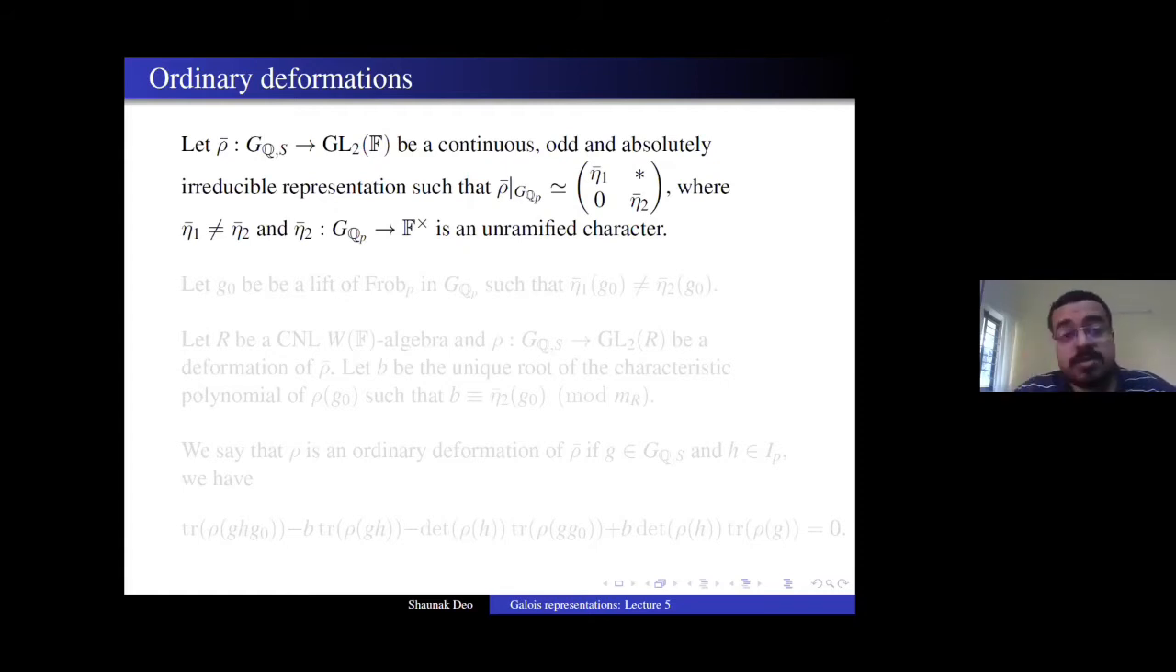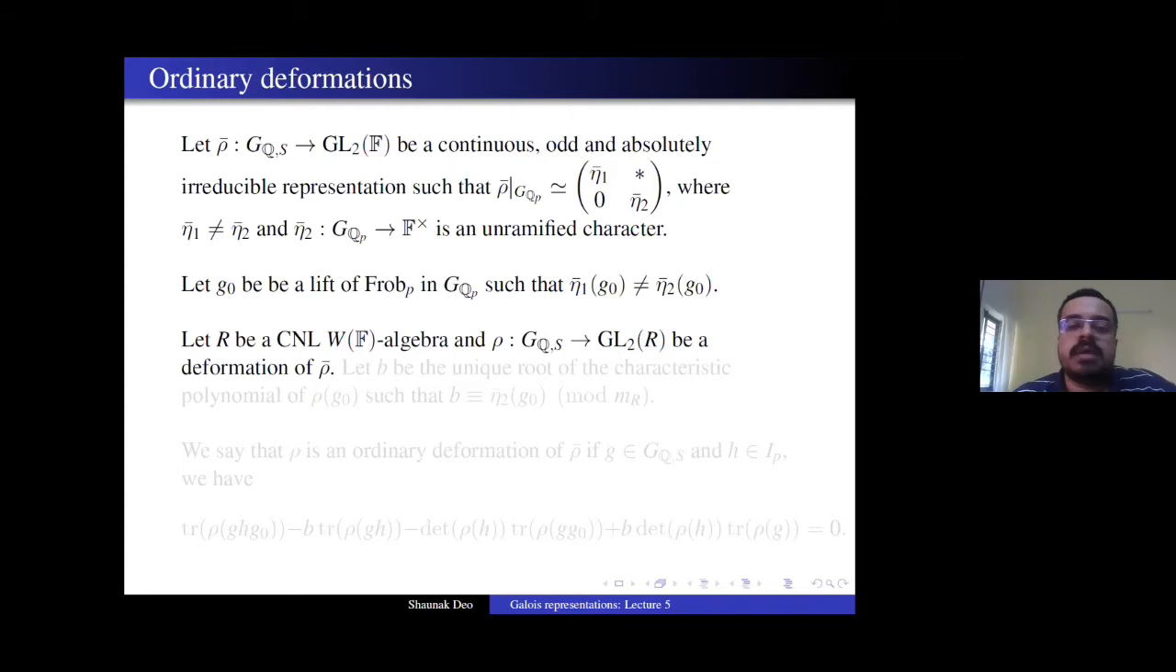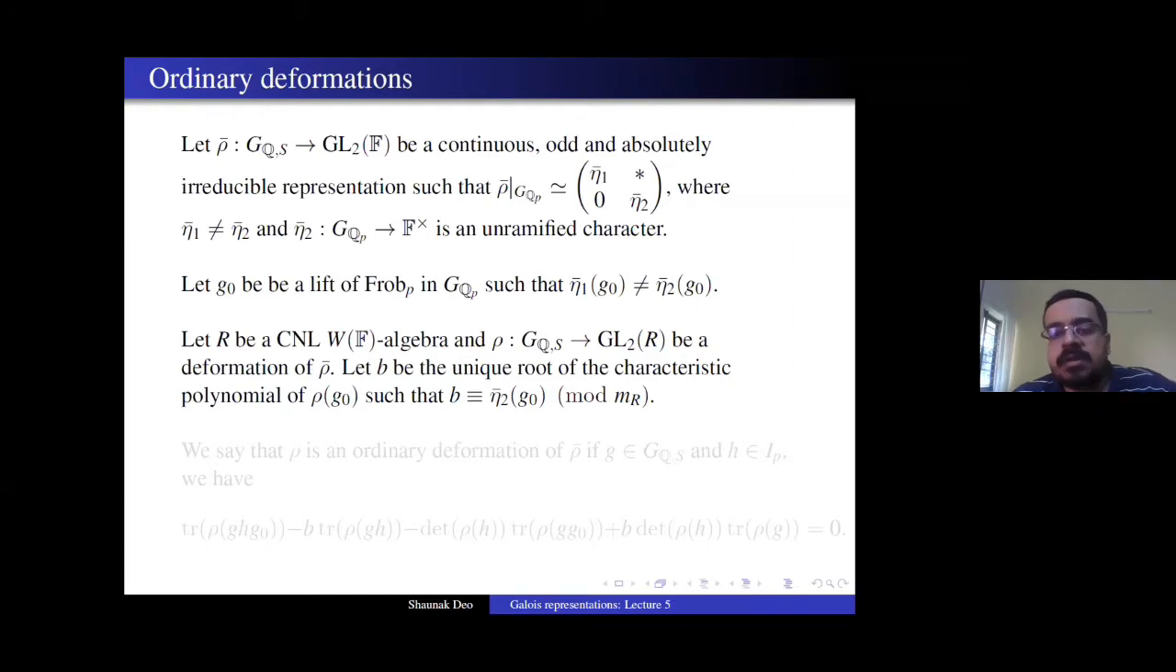Okay, so rho bar is such a representation, and to formulate the ordinary condition, we first chose a lift G0 of Frob_p in GQP such that eta1 bar of G0 is not eta2 bar of G0. Because eta1 bar and eta2 bar are different, that's in our assumption, we can choose such a G0. And let R be a CNLWF algebra, rho a lift of rho bar to R. And we let B be the unique root of the characteristic polynomial of rho of G0 such that B modulo m_R is equal to eta2 bar of G0. This follows from Hensel's lemma, that such a root exists and is unique.